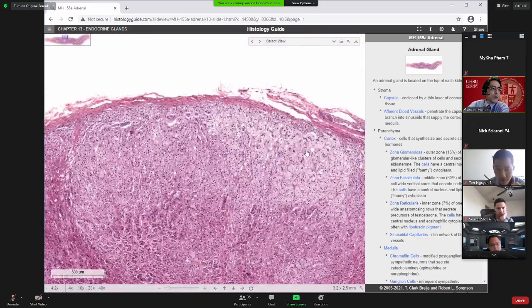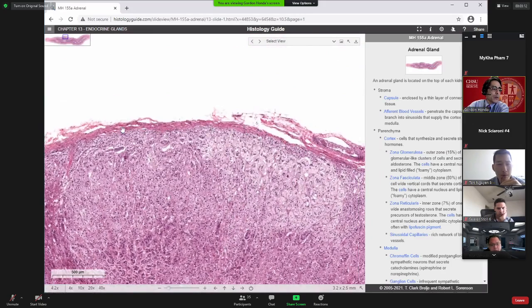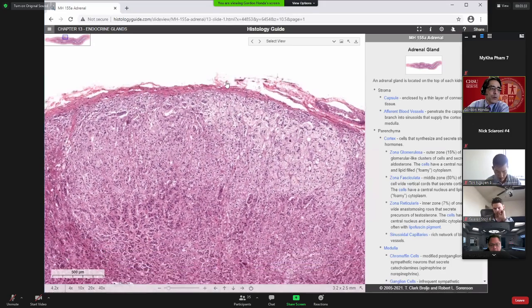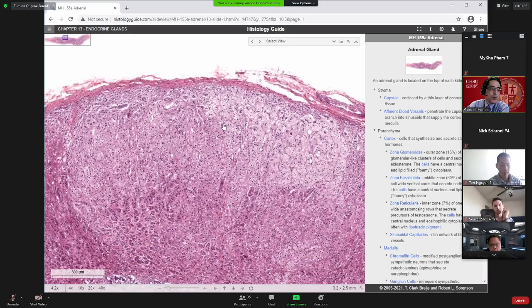Here's the outer layer, just a thin layer of fibrous tissue. Please remember, there's a rich arterial supply to the adrenal gland. It comes from the periphery inward, and all around the adrenal gland, there are these small feeder arteries. So the blood is always flowing from the outer capsule down through the cortex and into the medulla. So this is the flow of the blood.